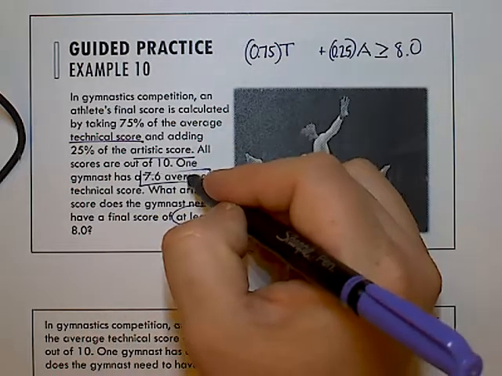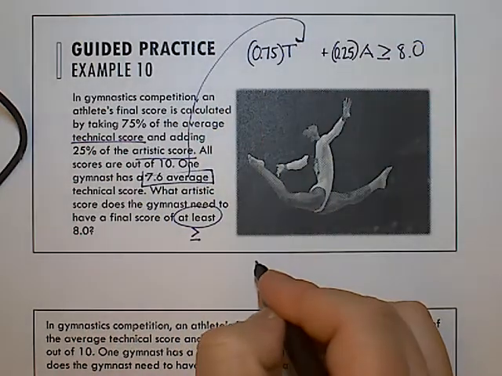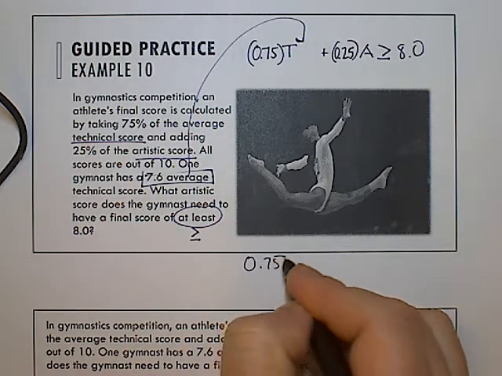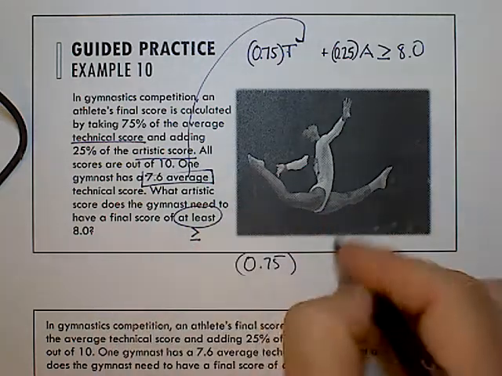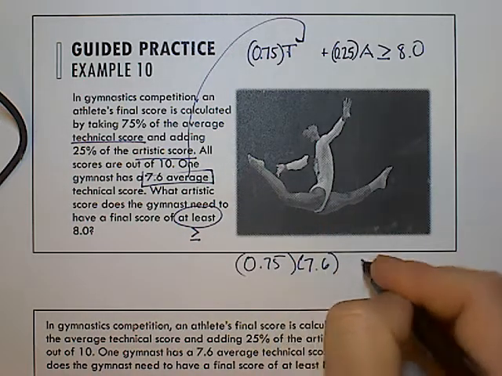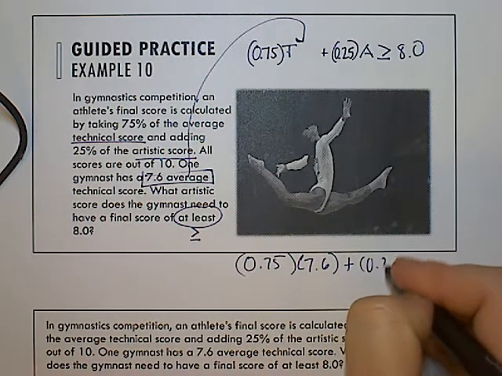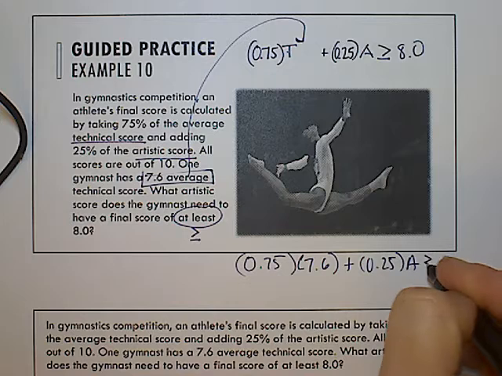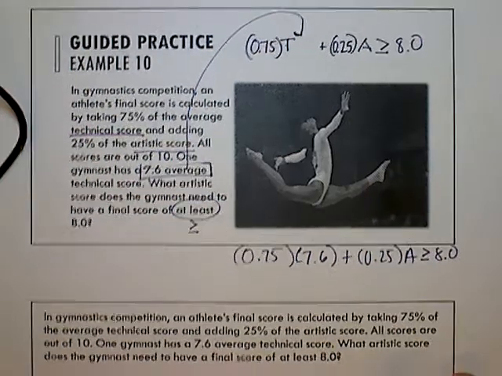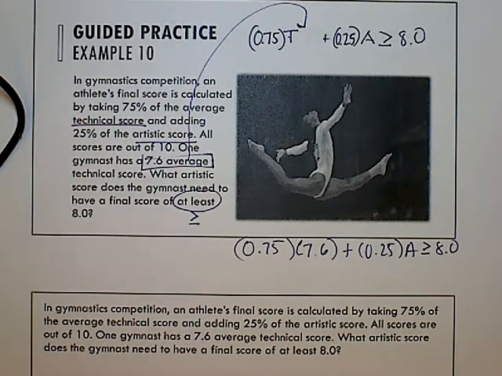Now what I do know is that this particular gymnast has scored a 7.6 for her technical. So now I'm going to write 0.75 times her technical score of 7.6 plus 25% of her artistic has to be greater than or equal to 8.0. Okay, grab a calculator and multiply 0.75 times 7.6.